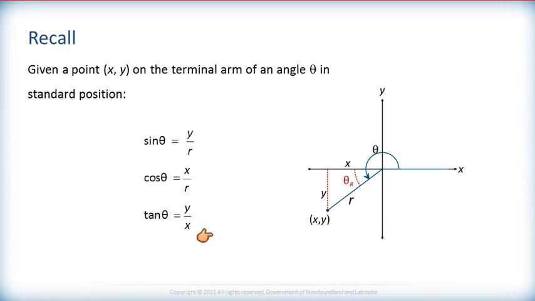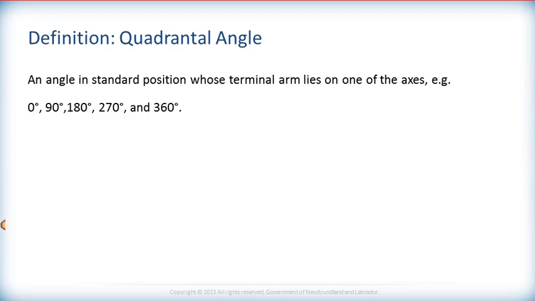Recall these relationships: sine theta equals y over r, cosine theta equals x over r, tan theta equals y over x, when we have a point on the terminal arm of theta. We'll use those relationships in a moment.